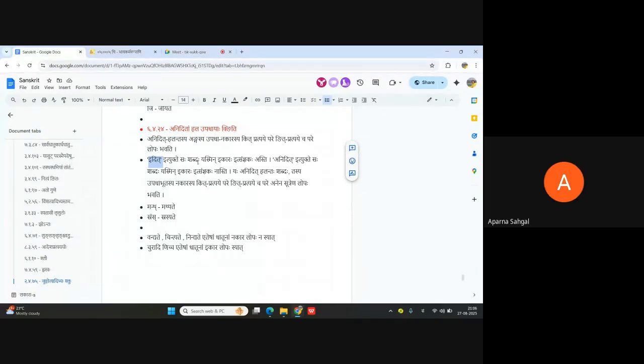Ikara gets itsamjna, it is called idit, not it. Idit. Ikara gets itsamjna, idit. Anidit means not that, that ikara is not getting itsamjna in those shabdas. That is anidit. Anidit halantasya. That shabda which is anidit and has halanta, means at the end hal is there.